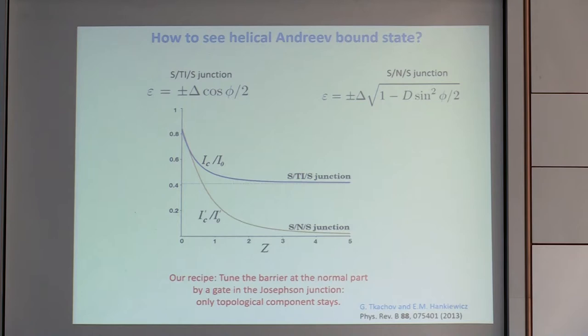Because we know that for the usual ballistic superconductor-normal-superconductor junction, I can write the energy, which is dependent on the phase, as follows, where D is the transparency. So you can see if transparency is 1, I exactly get the same as what comes from the topological Josephson junction. So one needs to do something more, and what one can do is to put a barrier in the middle, between the two superconductors. That's exactly what we did. And then one can distinguish, as you can see here, the supercurrent and its behavior as a function of the barrier for the SNS junction from the superconducting TI superconducting junction.